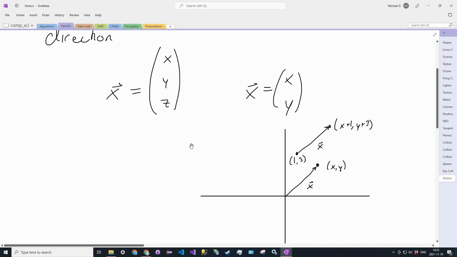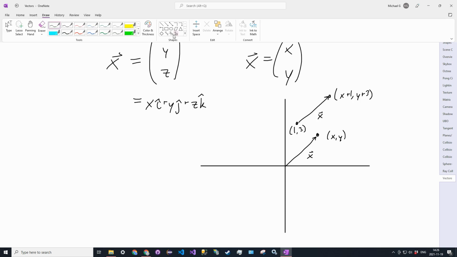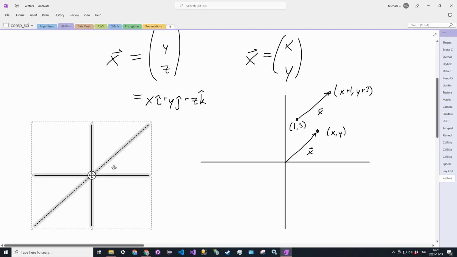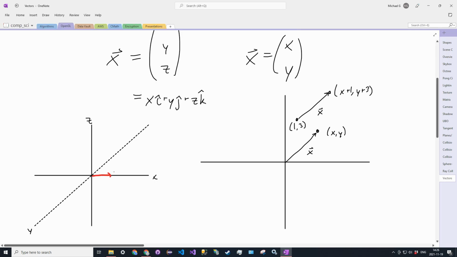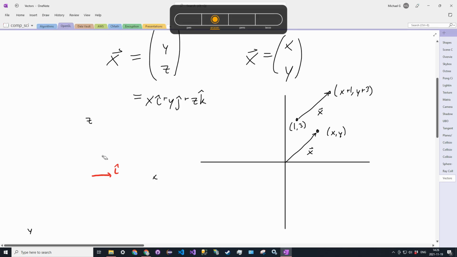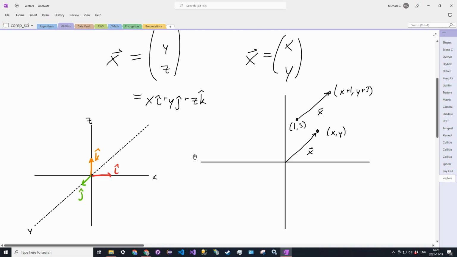Another way we can represent this is as x i hat plus y j hat plus z k hat. The i, j, and k with the hats on them are called the unit vectors. For our 3D space, I'll draw a volume right now. We have our x, y, and z axis. The unit vectors are simply vectors representing length 1 in each of these directions. So I'll do i hat, which is like this. Then j hat, in a different color. That's a z, so that's going to be k hat, and then y will be j hat.